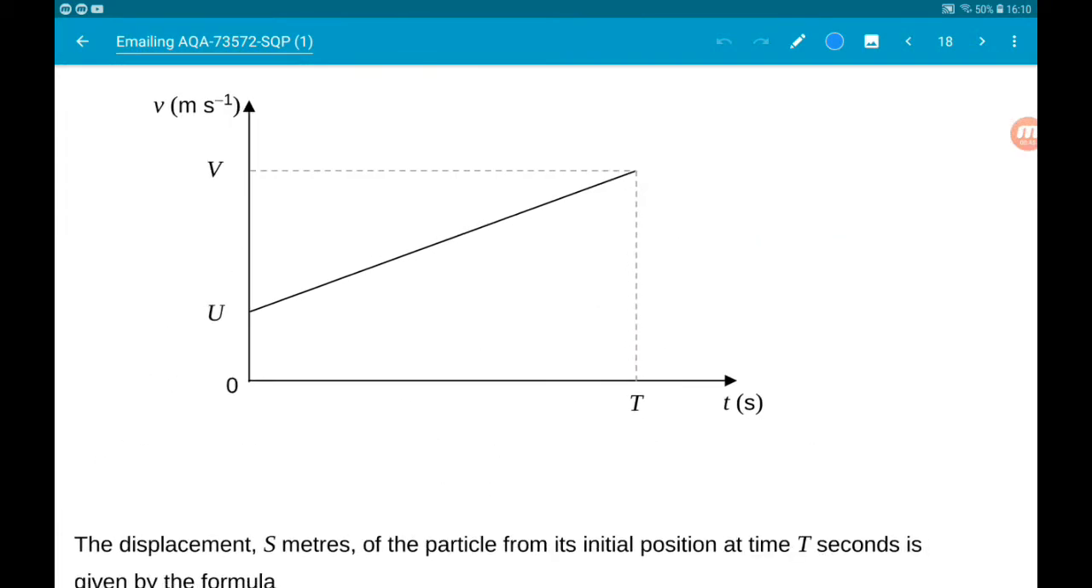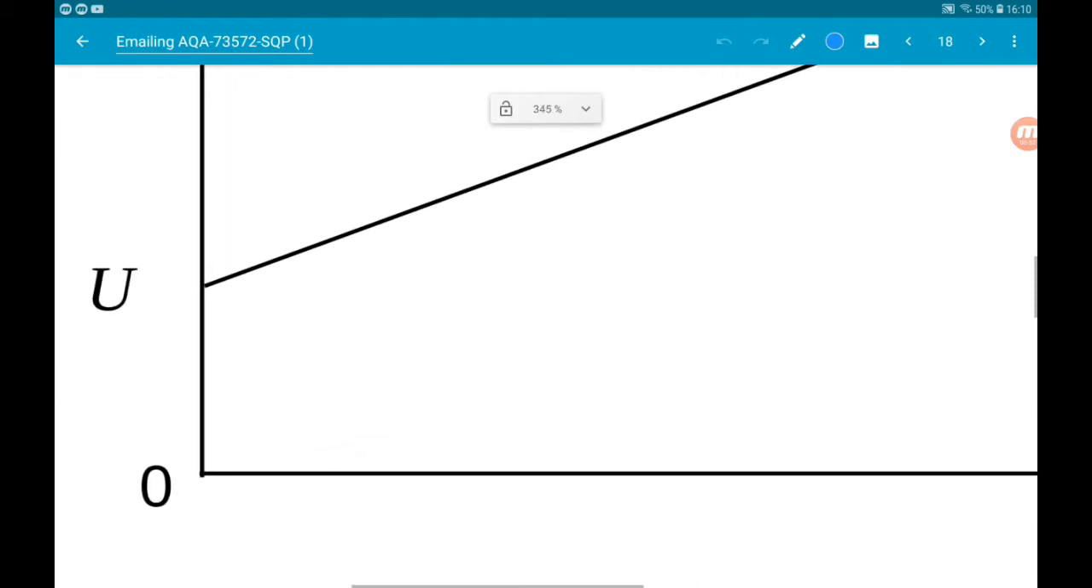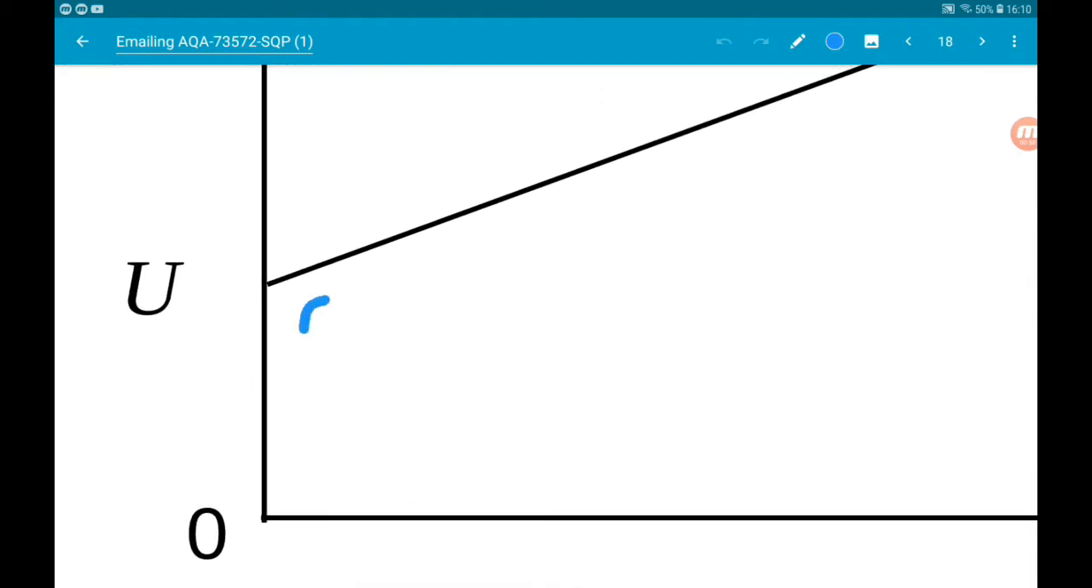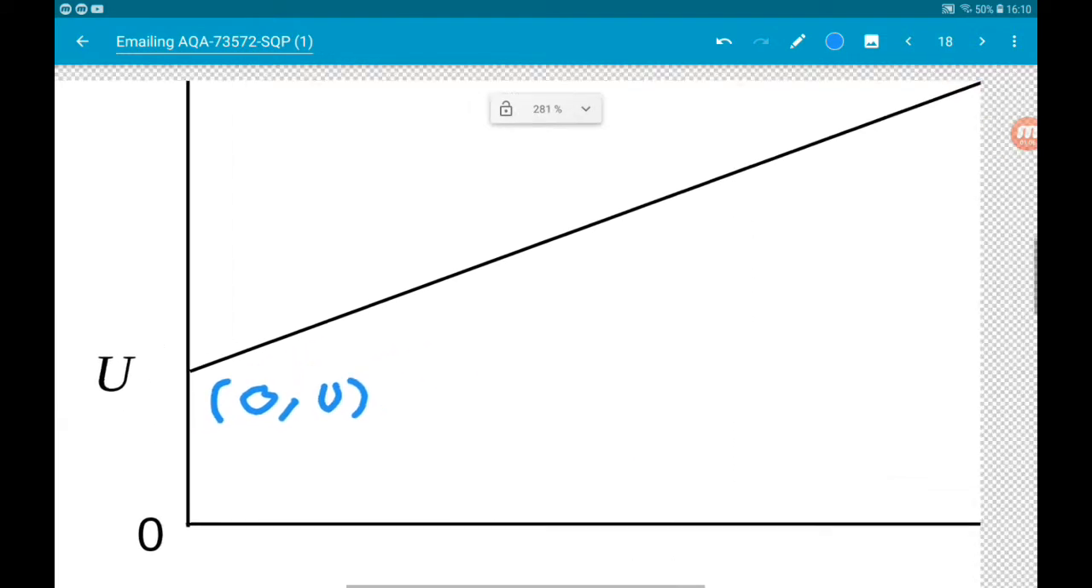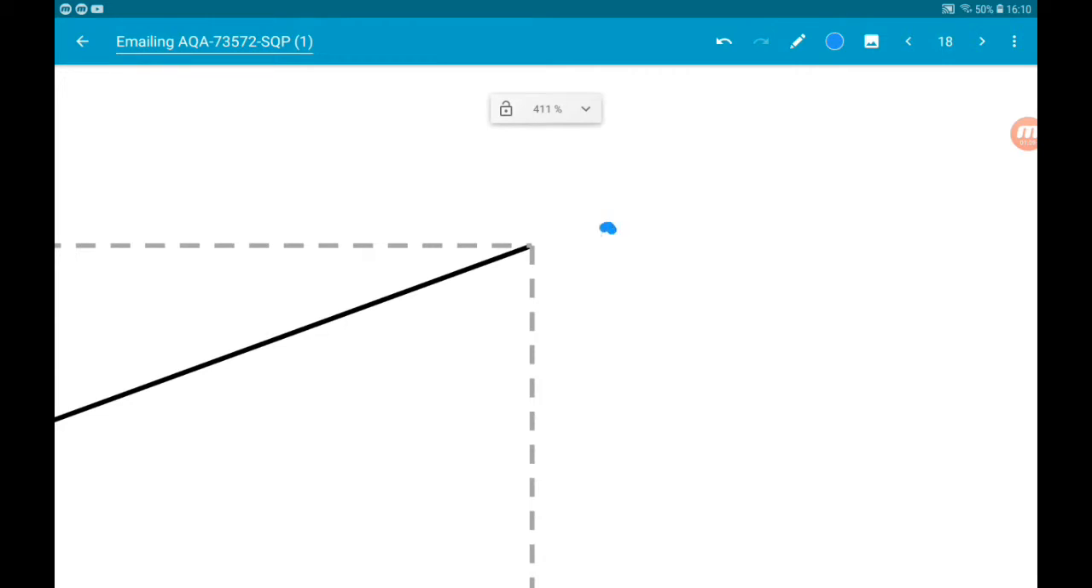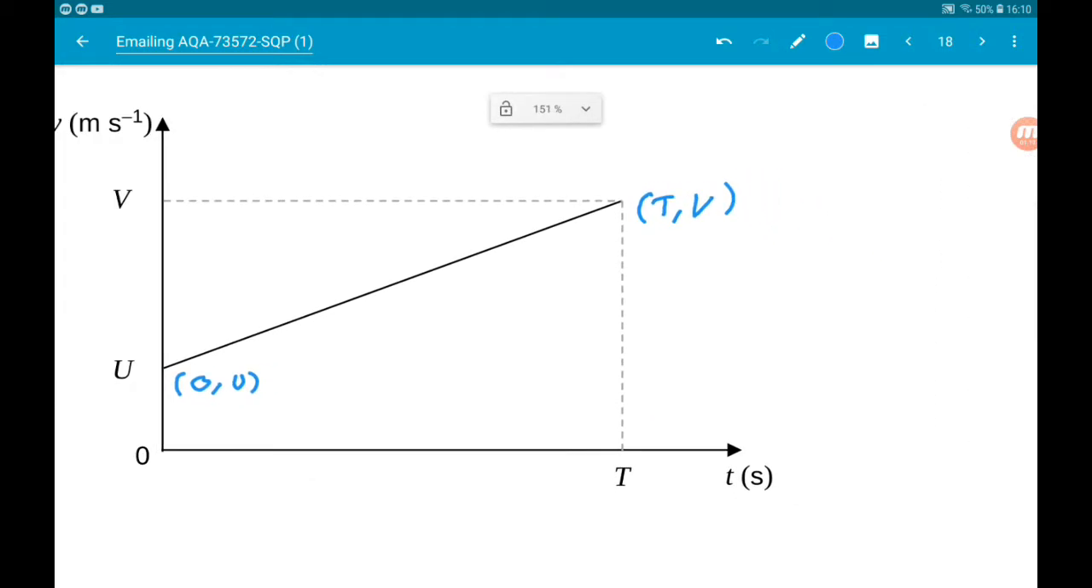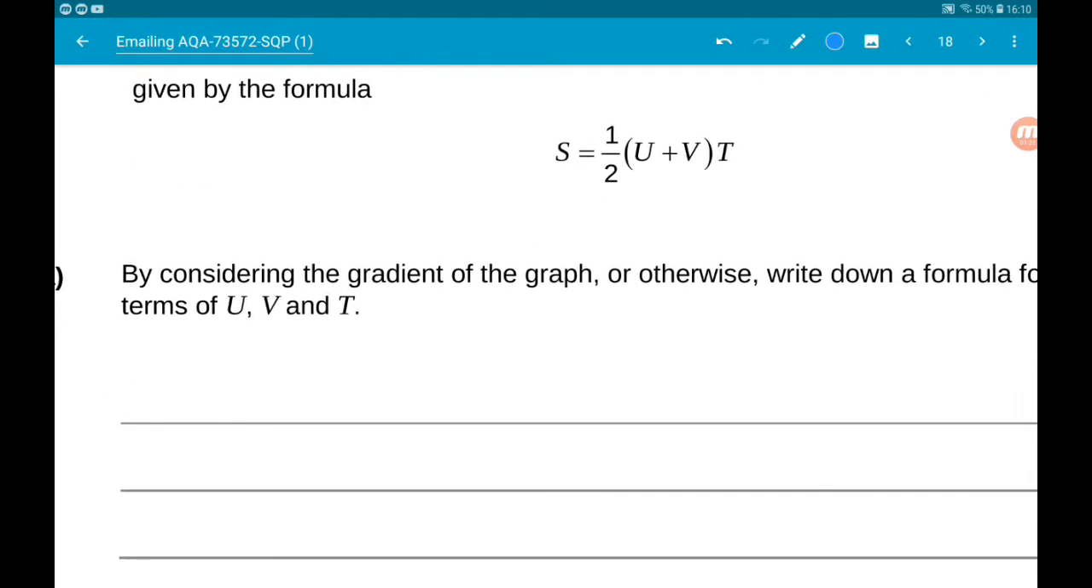So acceleration is the rate of change of velocity over time. So on a velocity-time graph, it's the gradient of the line. So we have two coordinates. We've got (0, u), and then this one up here is (t, v). So gradient is difference in y over difference in x. So a is v minus u over t minus 0. So it's just v minus u over t.